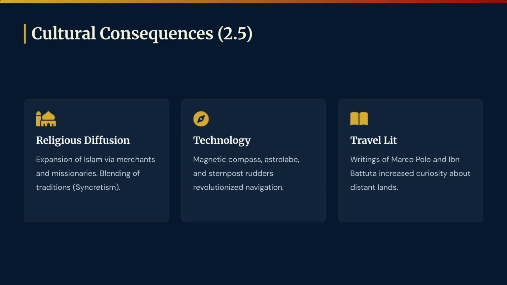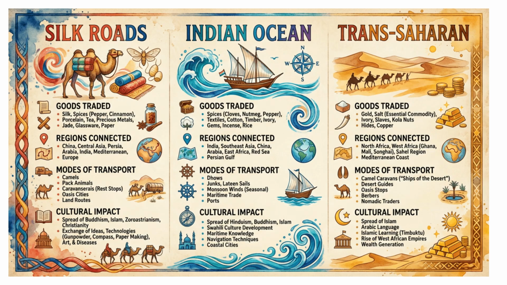Cultural consequences included religious diffusion, particularly the expansion of Islam and the blending of traditions, known as syncretism. New technologies, such as the magnetic compass and astrolabe, revolutionized navigation. Travel literature by figures like Marco Polo and Ibn Battuta also increased curiosity about distant lands.